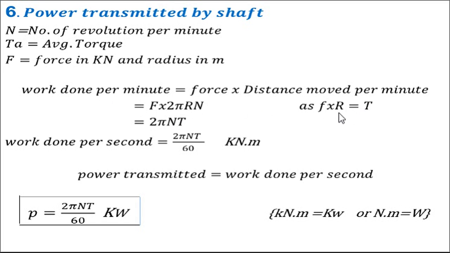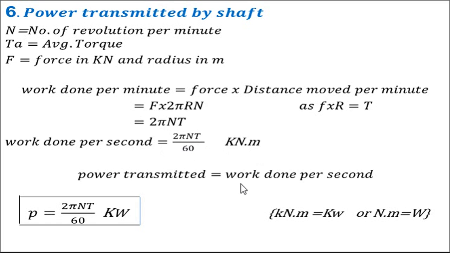As the torque is the force into radial distance, if you put this relation here, F into R, you can directly put the torque, so you will get 2 pi nT. This is the work done per minute. If you want to determine the work done per second, you have to divide this relation by 60. So ultimately the work done per second is 2 pi nT divided by 60. This value is in kilonewton into meter, and that is nothing but the power transmitted by the shaft.